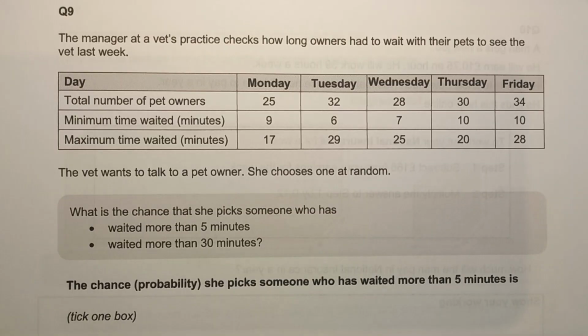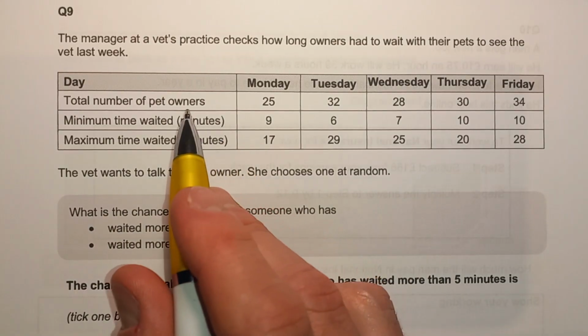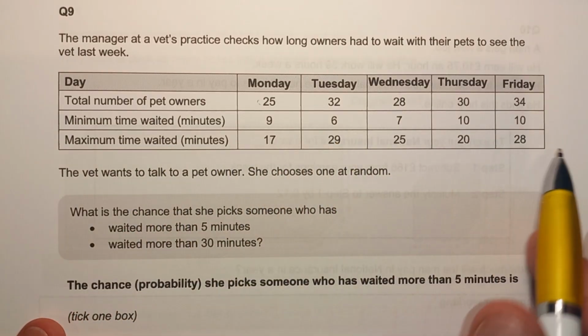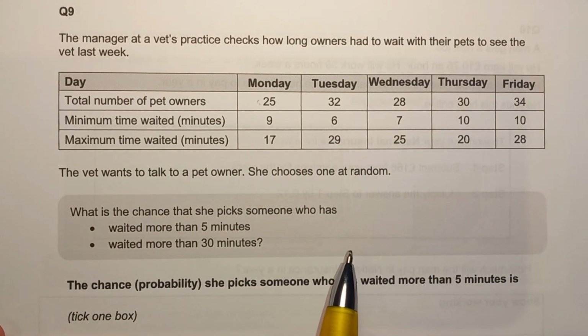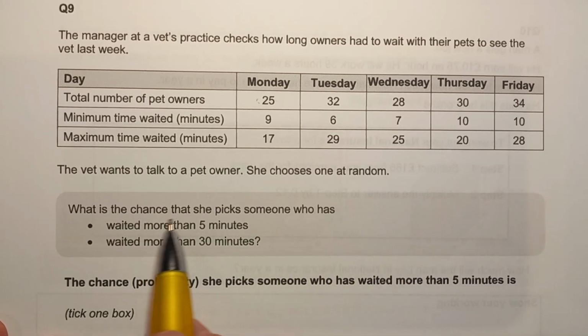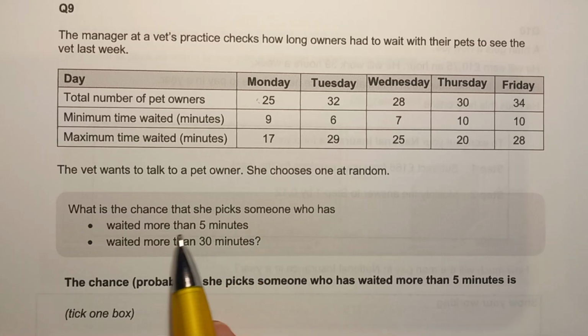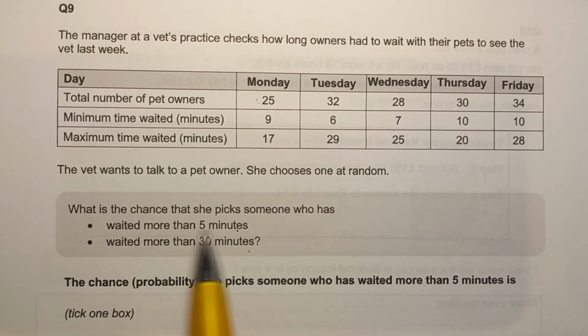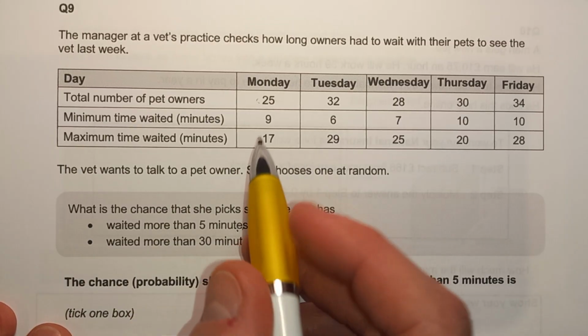Question 9. The manager of a vet's practice checks how long owners had to wait with their pets to see the vet last week. So we've got the total number of pet owners for each day, the minimum time they waited, and the maximum time they waited. The vet wants to talk to a pet owner. She chooses one at random. What's the chance that she picks someone who has waited more than 5 minutes and waited more than 30 minutes? Or waited more than 5 minutes?